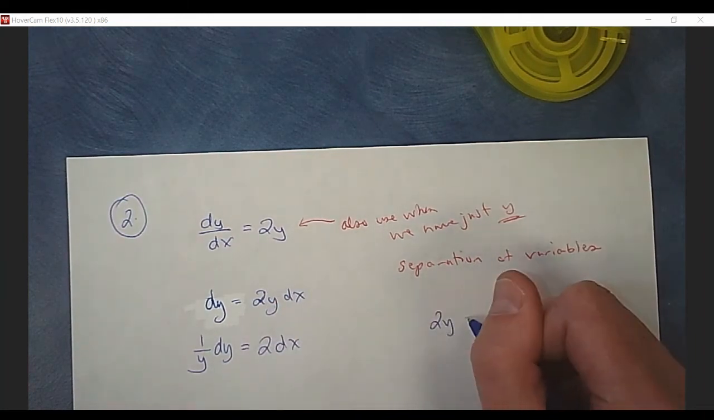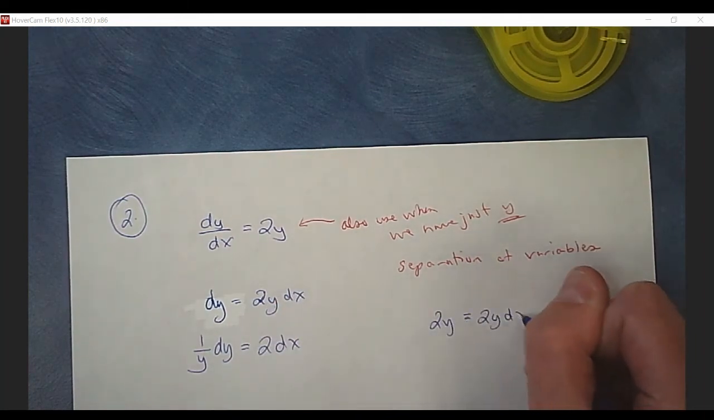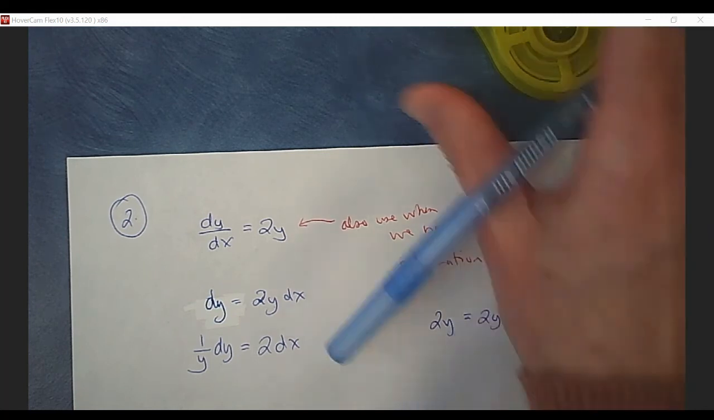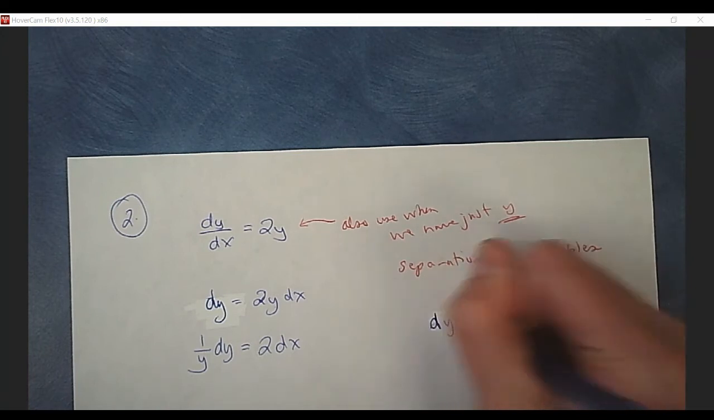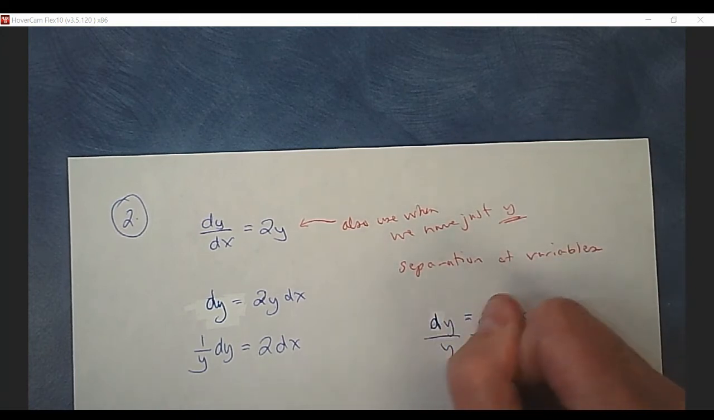So just to show that for anyone who has a question about the algebra, what I'm doing here is writing it wrong, so I have to fix that. Okay, so what I'm doing here is dividing this side by y and dividing this side by y.